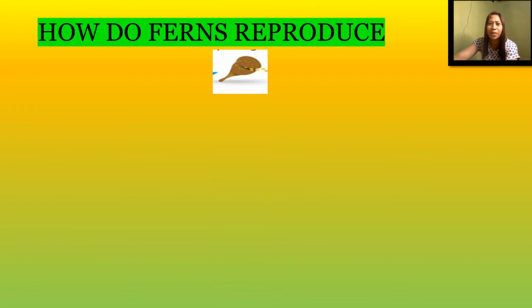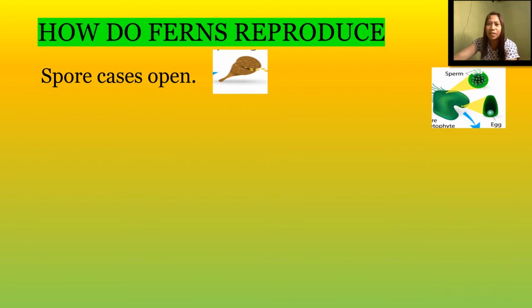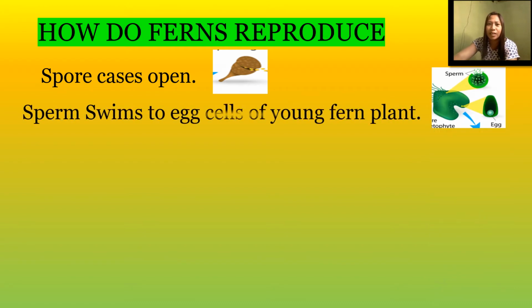Let us check your answers. Hold on to your modules, kids, and check your own answer. Here is the first step. What do you think? What is that? Spore cases open. Nagbukas yung capsule. Next, what is this? Sperm swims to egg cells of young fern plant. This is the second step.